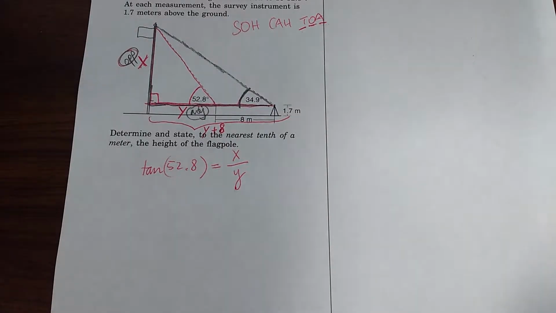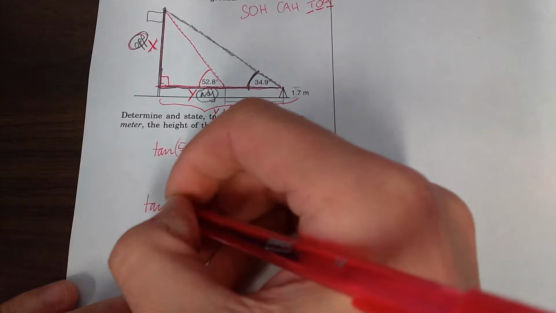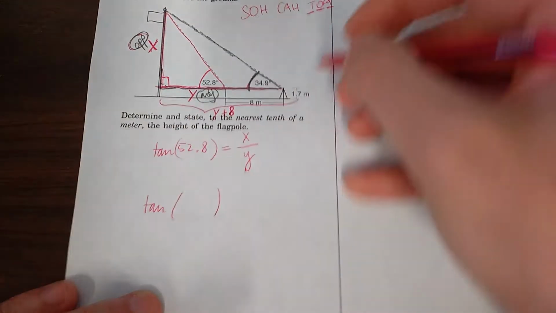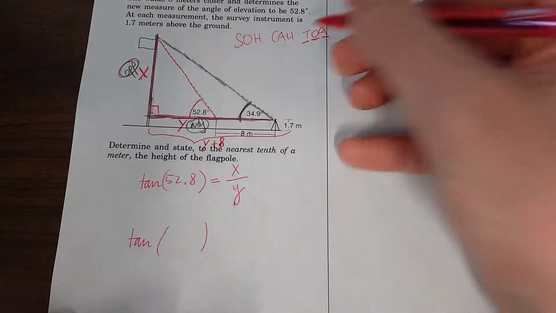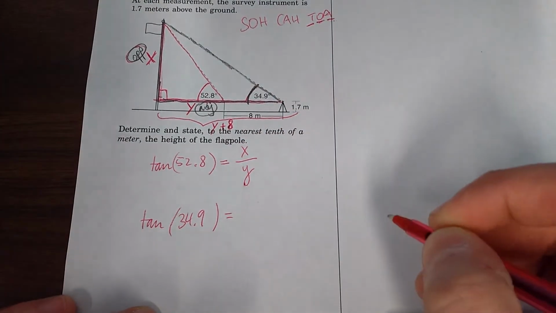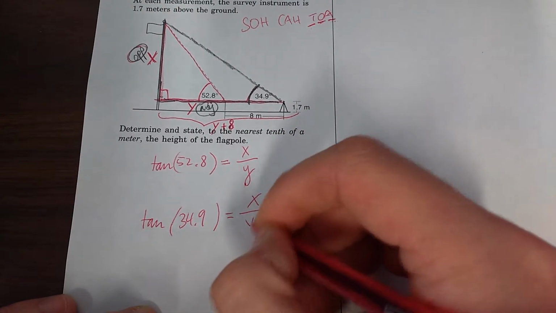Okay, so let's set up the ratio. So it's going to be tangent again, because we're working with the opposite side and the adjacent side. So opposite and adjacent, that's tangent. Tangent of 34.9 equals opposite over adjacent, which is Y plus 8.